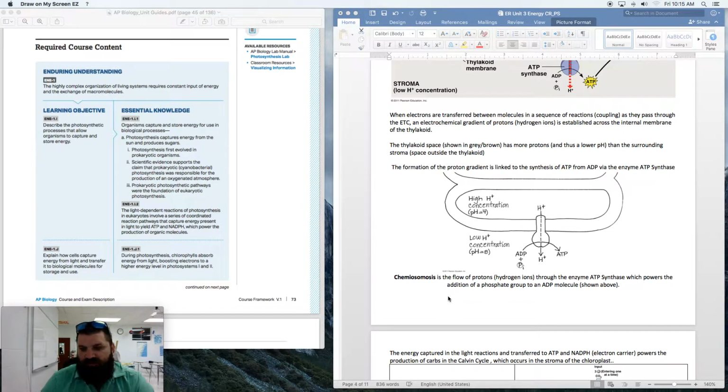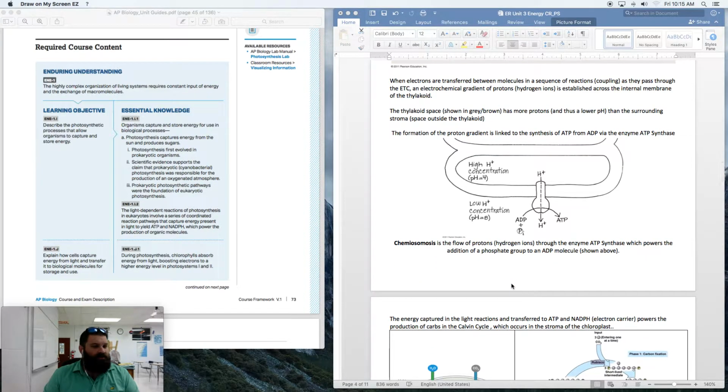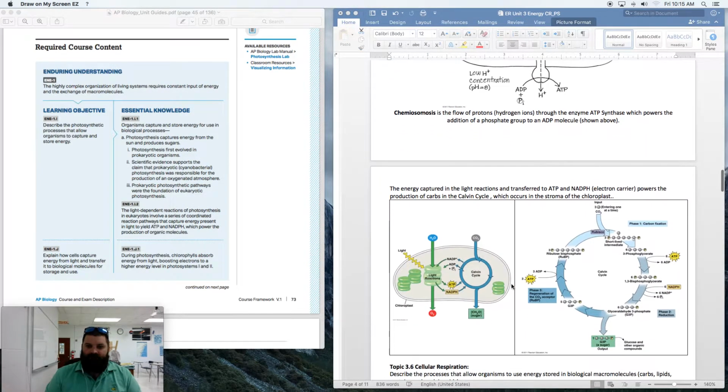Here's a simpler drawing without any of the electron transport chain proteins shown. But you can see that if this has a high concentration and the outside is low, the hydrogen ions will flow through the gradient, and this powers that enzyme. Chemiosmosis is the flow of protons, hydrogen ions, through the enzyme ATP synthase, which powers the addition of a phosphate group to an ADP molecule.